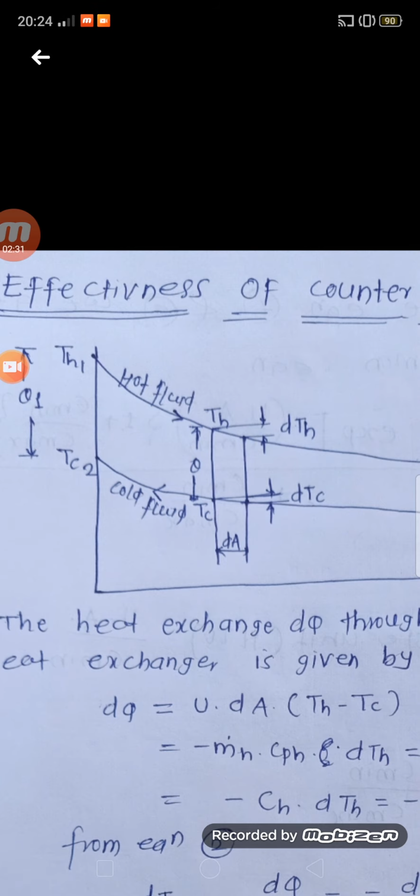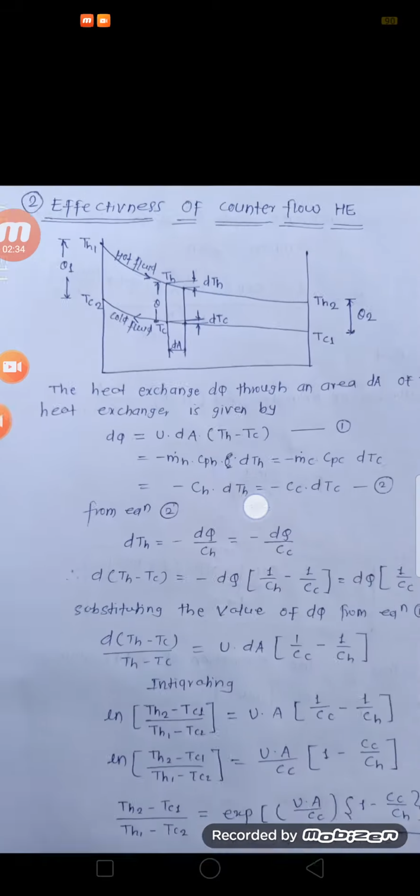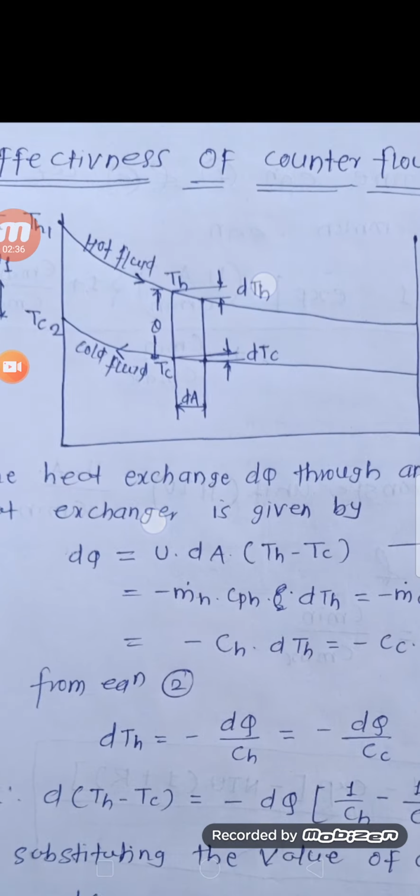Similarly, in the direction opposite to x, the temperature of the cold fluid increases. By what quantity does the temperature increase? That is nothing but dTC. So from this point to this point, over that particular small area, the temperature increases by dTC. This direction is opposite to the x direction.